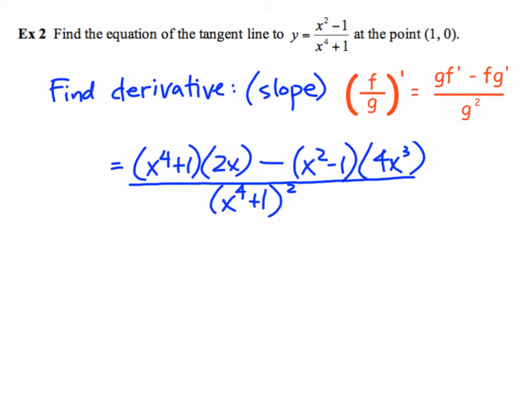So by finding the derivative, g, which is the denominator, times the derivative of the numerator, 2x, minus the numerator times the derivative of the denominator, which becomes 4x cubed, all over the denominator of x to the fourth plus 1 all squared. Continue to simplify the numerator only.